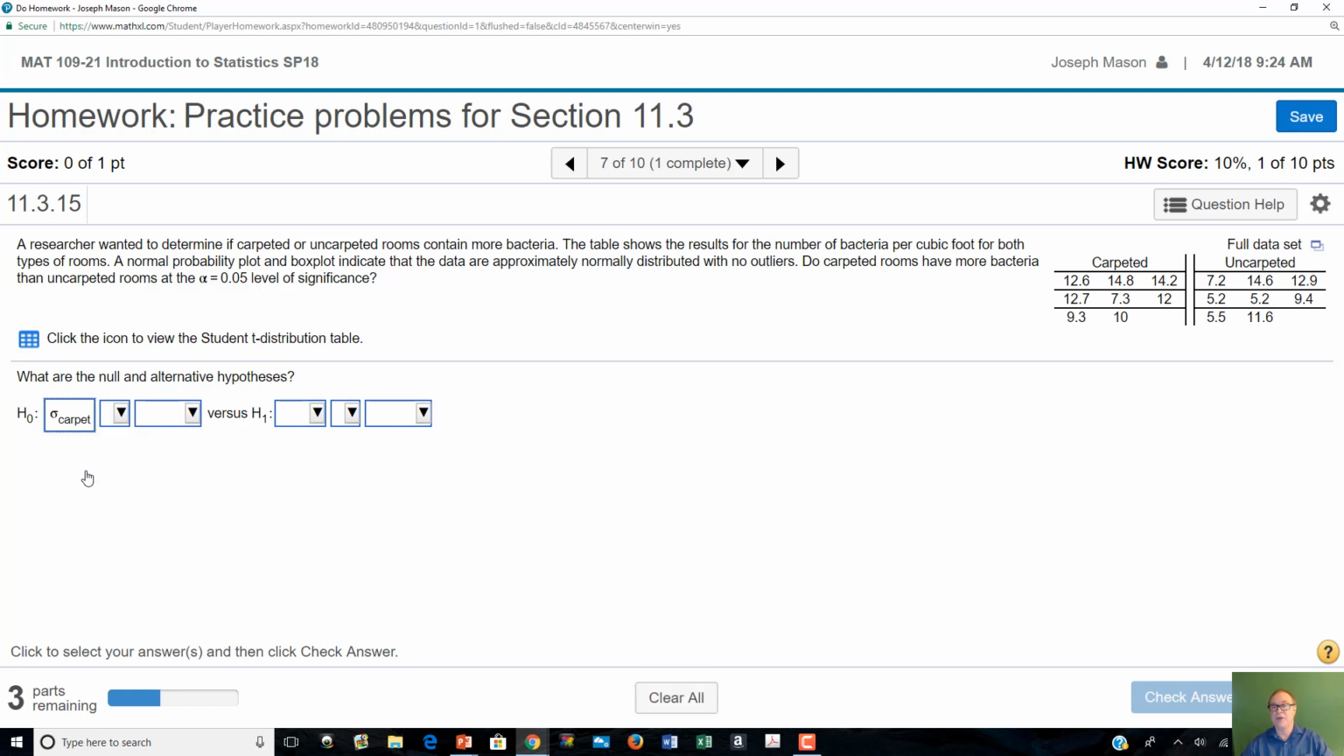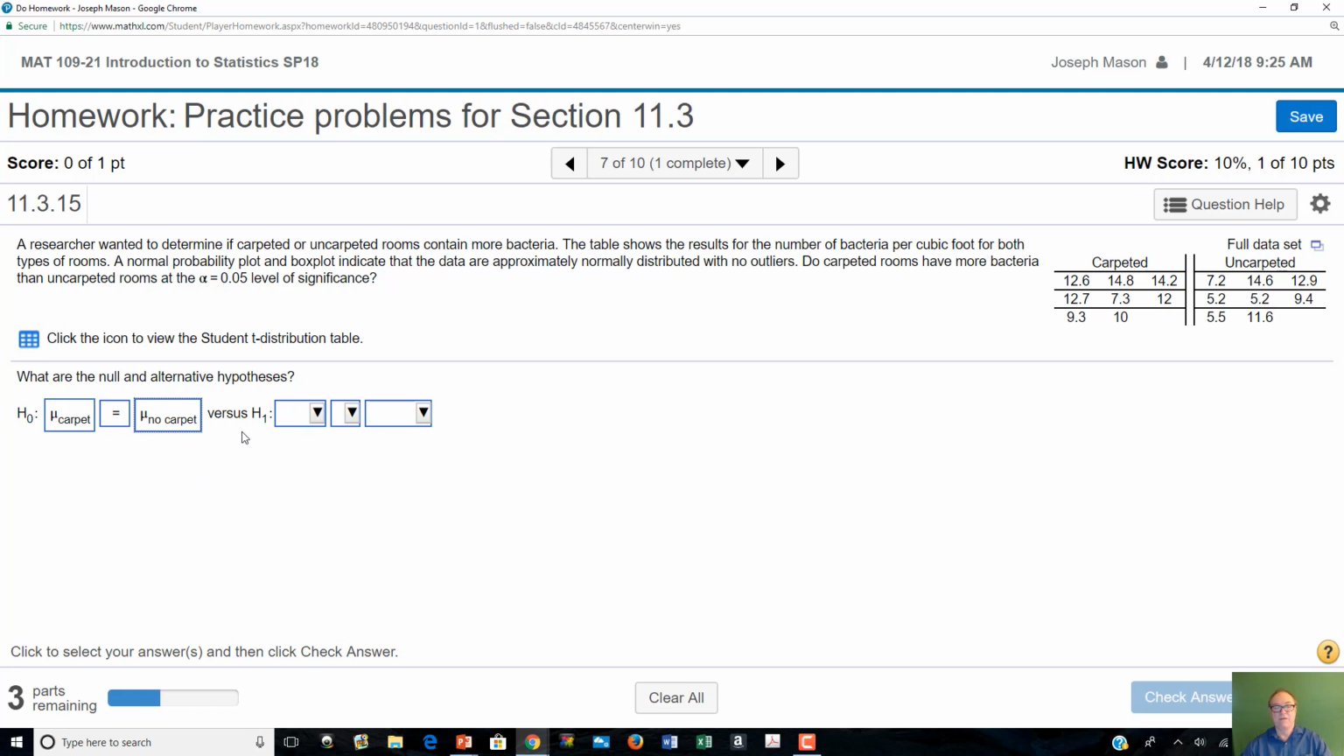Okay, so this will be carpeted. Okay, and now the next one, remember, it's always equals. And then we would do the... whoops, let me go back here. I wanted the mean. I threw one in here, and mean of no carpet.